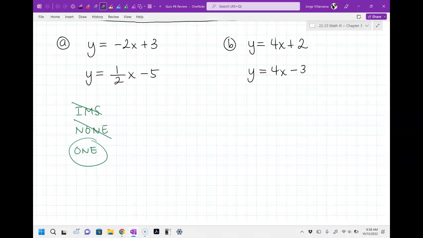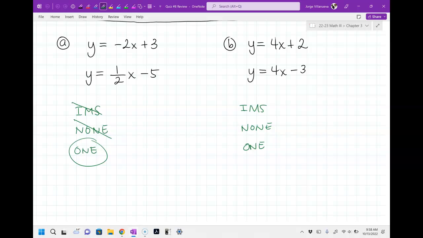In other words, do they have the same slope? And if they do or don't, then move on to the one. And that should be the only option left if the first two cancel. So for part B, notice I'm going to do IMS, none, one.